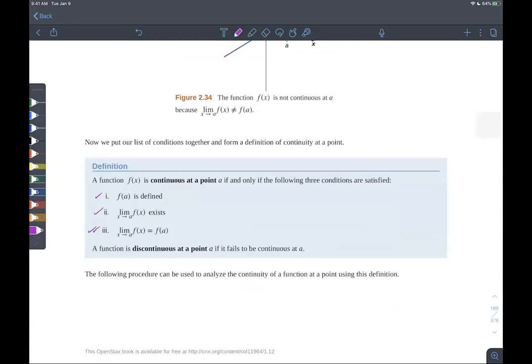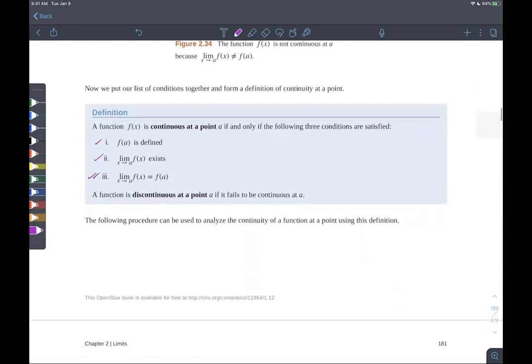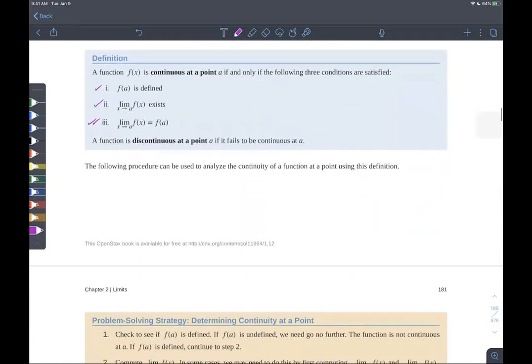A function is discontinuous at a point if it fails to be continuous at A, right? So if any of this fails, then the function is not continuous at that value of x, A.